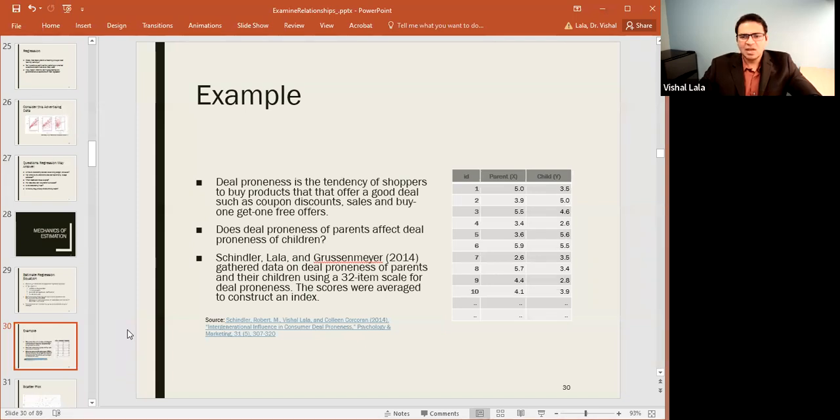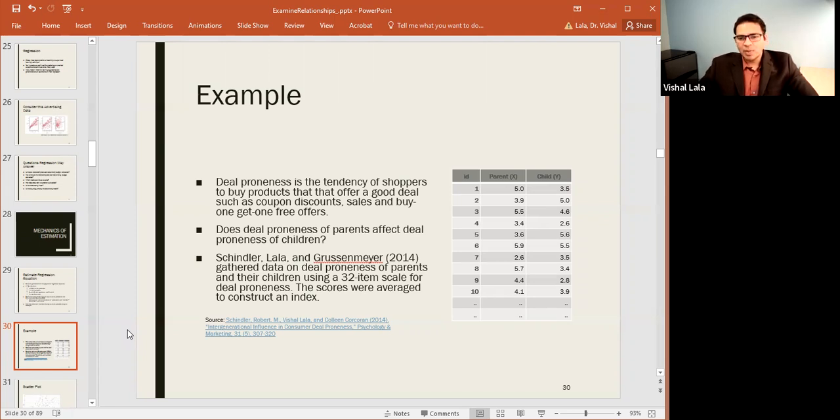Put differently, if the mom is predisposed to buying on deal using coupons, then is the child going to exhibit similar marketplace behaviors or deal-prone behaviors? So we're interested in seeing if the mom is a coupon queen, is the daughter also a coupon princess.